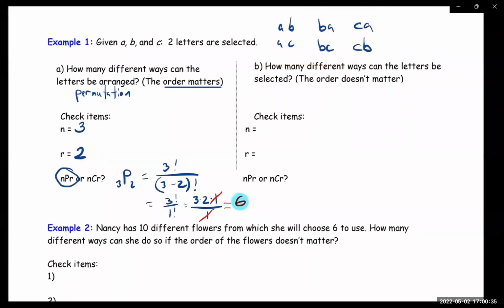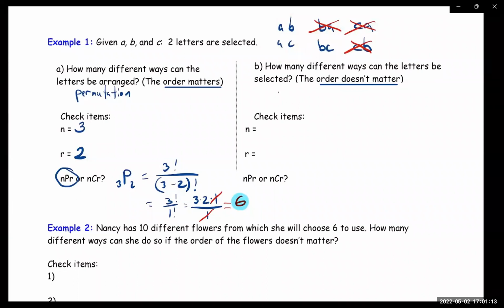All right, now let's look over here. It says, how many different ways can the letters be selected? The order does not matter this time. So if the order doesn't matter, do you guys agree that these two are the same? Yes. So we would get rid of this one. These two are the same, so we would get rid of that one. So the answer should be 3. Let's see if it's correct.